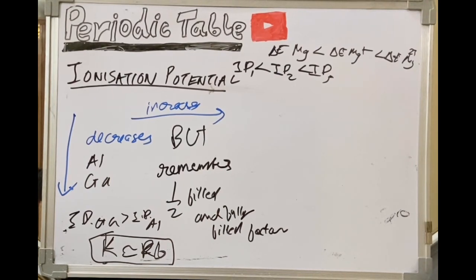So here we are done with two properties, which are atomic radius and ionization potential. Now we'll do the remaining two in the next lecture, which will be electronegativity and electron gain enthalpy. Okay, we'll do that in the next lecture.